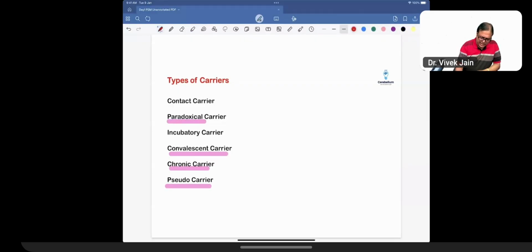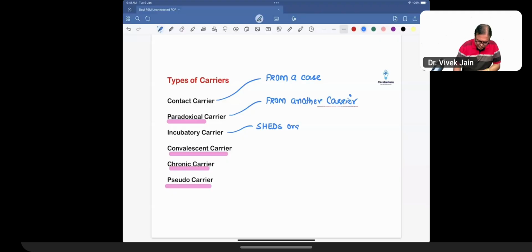So who is a contact carrier? A carrier who develops from a case. Someone comes in contact with a case and himself becomes a carrier. Paradoxical carrier: who gets organism from another carrier and becomes a carrier. Incubatory, as the word is telling you, who sheds organism even in incubation period.